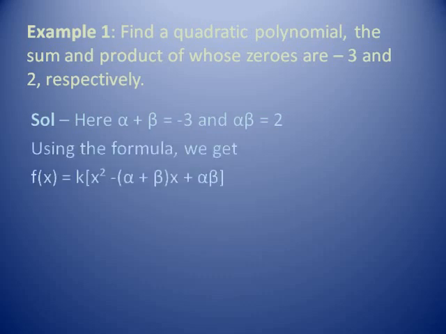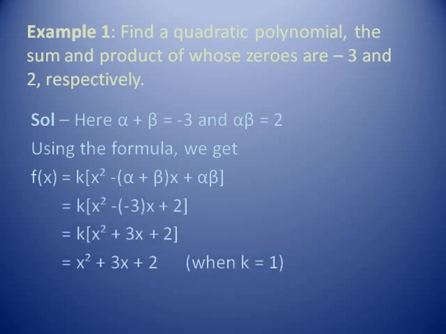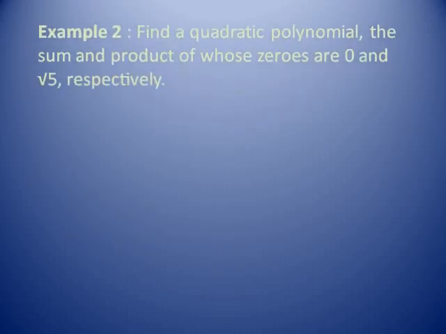So using the formula f(x) equals k[x square minus (alpha plus beta)x plus alpha into beta], we get, substituting alpha plus beta equals -3 and alpha into beta equals 2 in the formula, k[x square minus (-3)x plus 2], which will be equal to k[x square plus 3x plus 2]. If we take k equal to 1, then the polynomial will be x square plus 3x plus 2. Now let us see the next example.